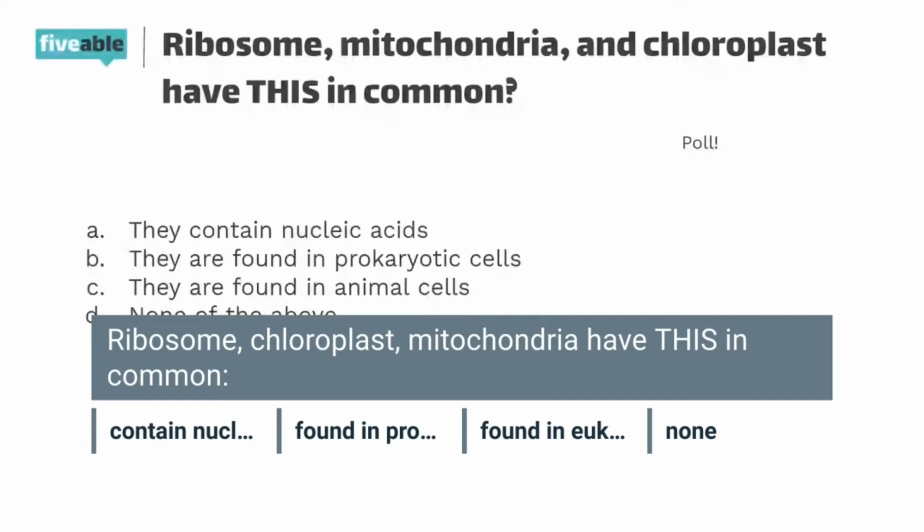Oh, shoot. My poll is wrong. Sorry. It shouldn't say found in eukarya. It should say found in animal cells. It's not supposed to say found in eukarya. It's supposed to say found in animal cells. So option C is wrong. I will just tell you that. Option C is wrong. I'll have to go back and take that out. Sorry, everyone.